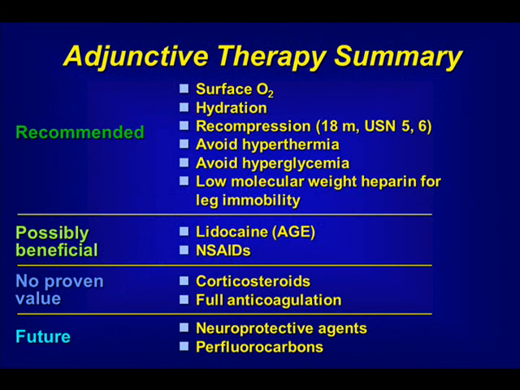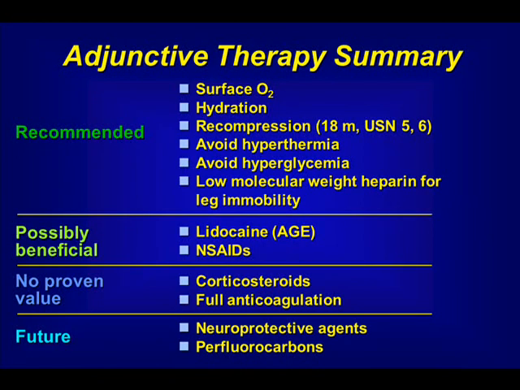The treatments that are actually recommended, in other words, based on science, in the treatment of decompression illness include surface oxygen, and here one would continue for at least 6 hours if recompression is to be commenced relatively soon, or as long as 16 hours continuously if recompression treatment will be delayed more than 24 hours. Hydration, which was just described, recompression to 18 meters, which is covered in another lecture, prevention of overheating, which aggravates neurological problems, avoidance of high glucose levels, which also aggravates neurological problems, and avoiding of deep venous thrombosis by using anticoagulants carefully under medical supervision in cases of paralysis and spinal cord decompression problems.